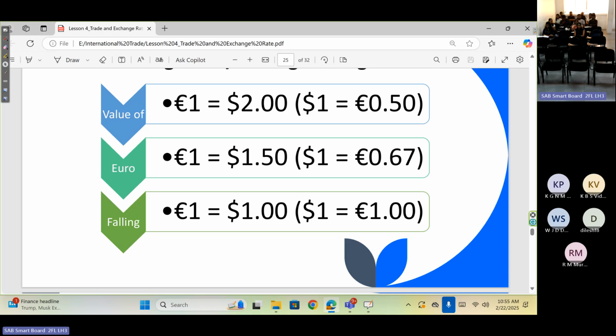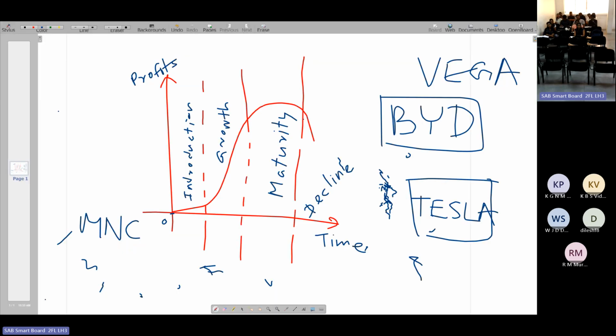That means the dollar has strengthened and the euro has weakened. You can understand that. Okay, then let's look at how these foreign exchange rates are decided.